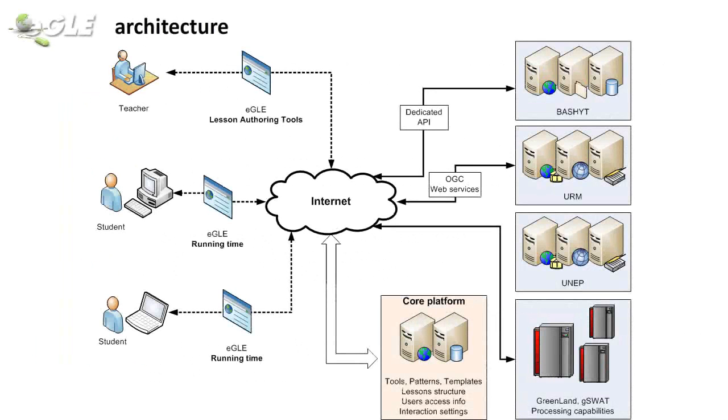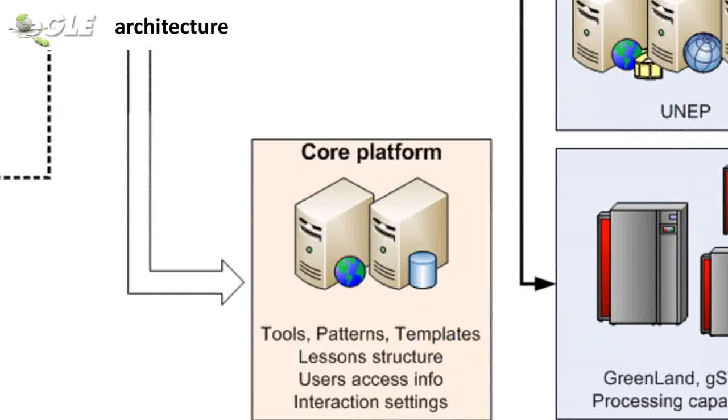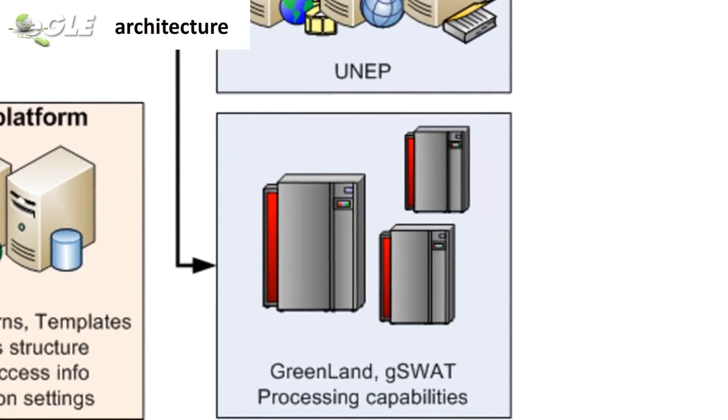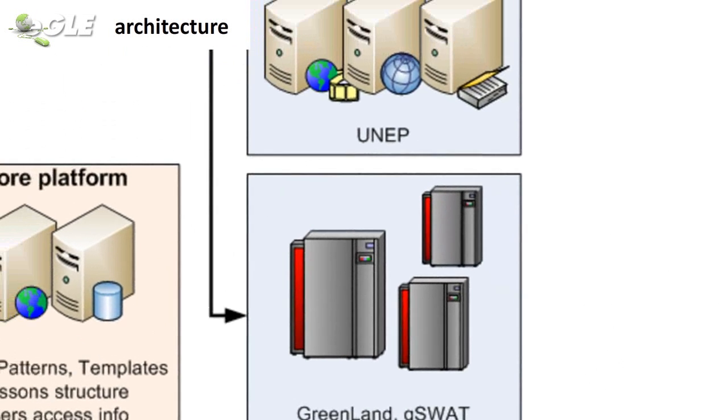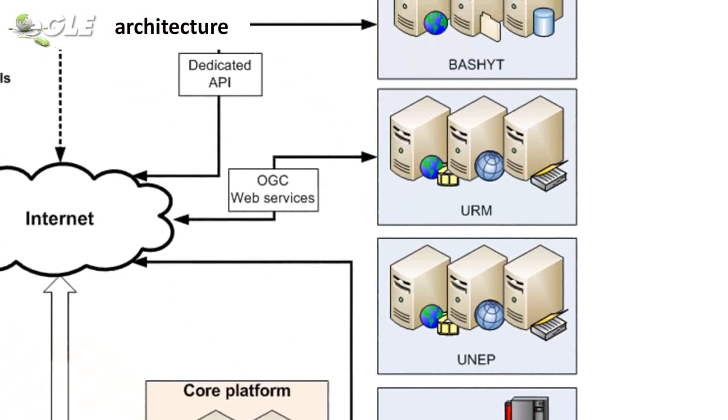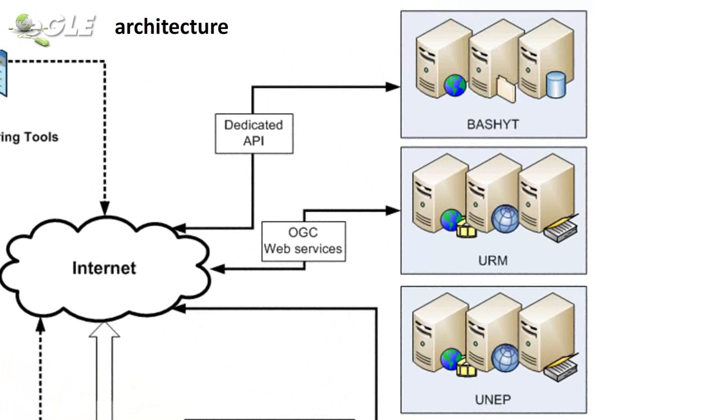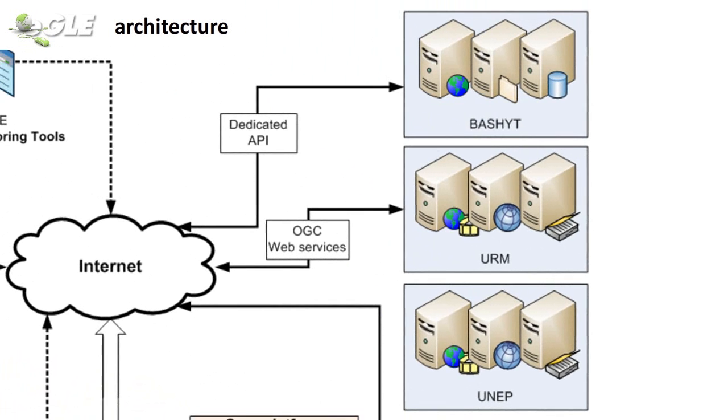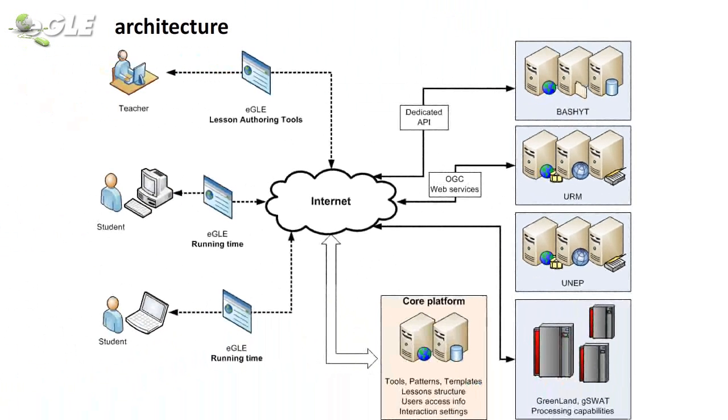The eGLE architecture has two main components. The platform is built on a client-server architecture that provides basic functionalities for users and resources management, as well as for tools integration and lesson generation processes. The second component is composed of all the distributed data sources, web, grid or dedicated services that can be accessed through the tools integrated into the platform, providing the teachers with the capabilities of a distributed architecture.